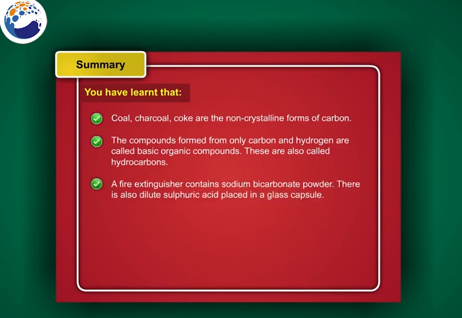A fire extinguisher contains sodium bicarbonate powder. There is also dilute sulfuric acid placed in a glass capsule. Production of biogas is an anaerobic process. It takes place in 2 stages.